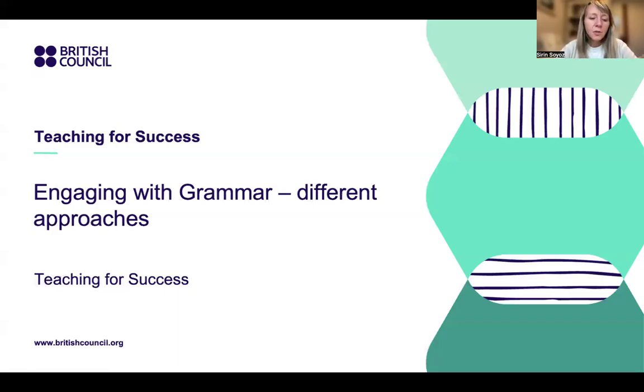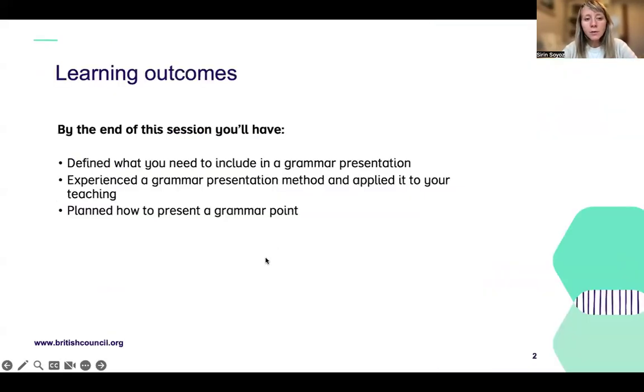Okay. So this is Module 5, Engaging with Grammar and Different Approaches. We will discuss, first of all, what we need to include in a grammar presentation. We will look at different methods that can be applied into your teaching. You tell what works, what doesn't work, and we will plan how to present a grammar point.